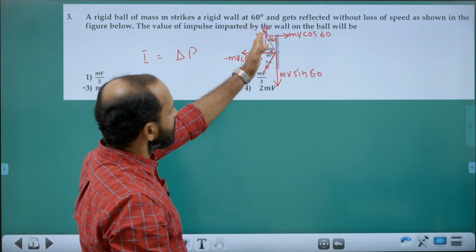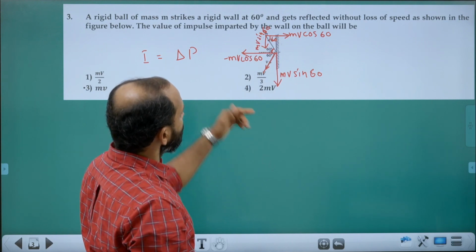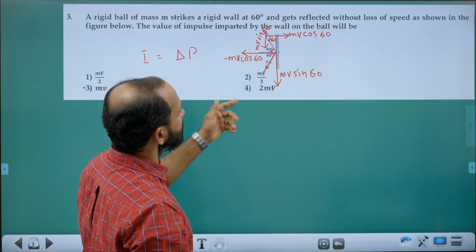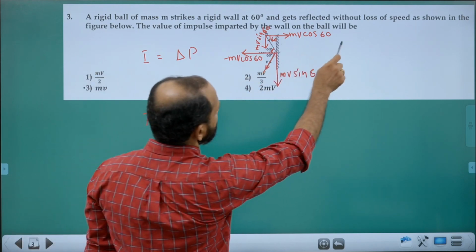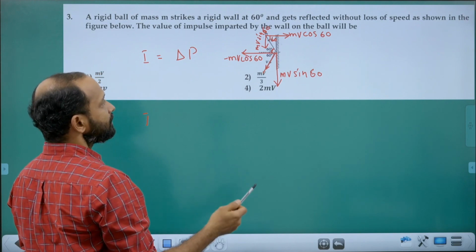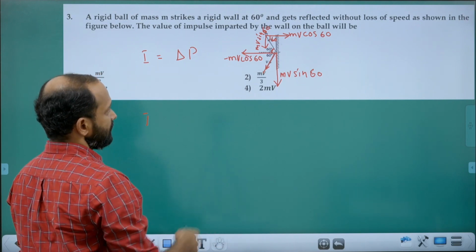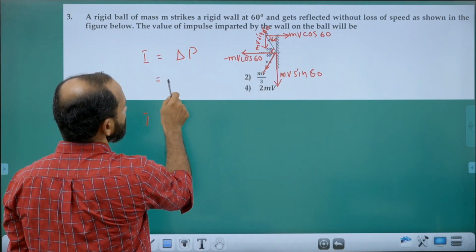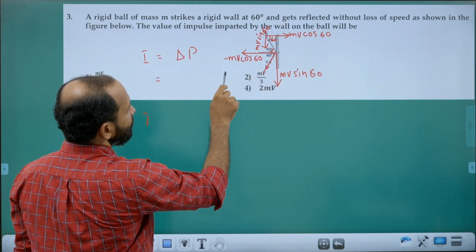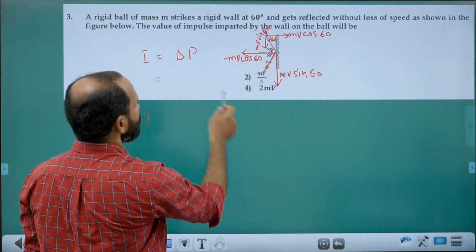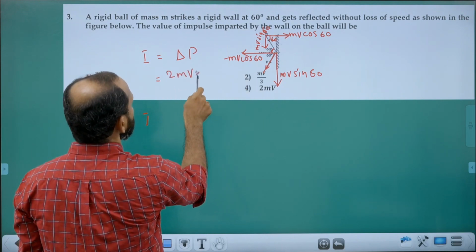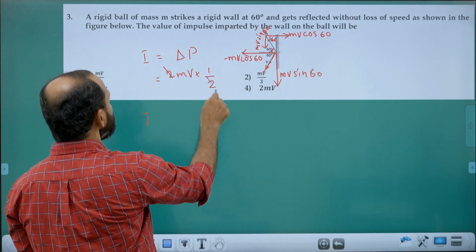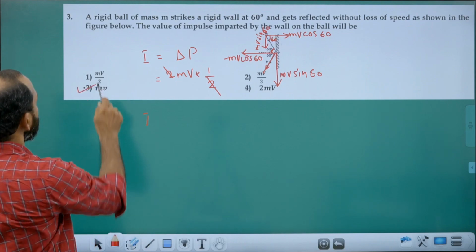So in the vertical direction there is no change in momentum, but in the horizontal direction the momentum has been reversed without any change in its magnitude, because it is given that there is no loss of speed, so the momentum has the same magnitude on reflection. So mv cos 60 and minus mv cos 60. So what is that change? That change is numerically mv cos 60 minus (minus mv cos 60), that is 2mv multiplied by cos 60. Cos 60 is 1 by 2. So impulse is equal to change in momentum. So the answer is mv.